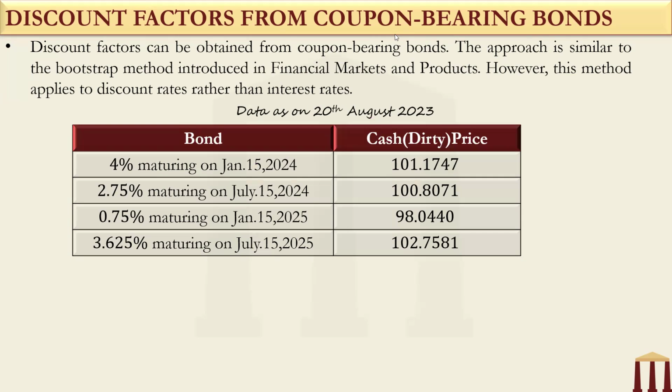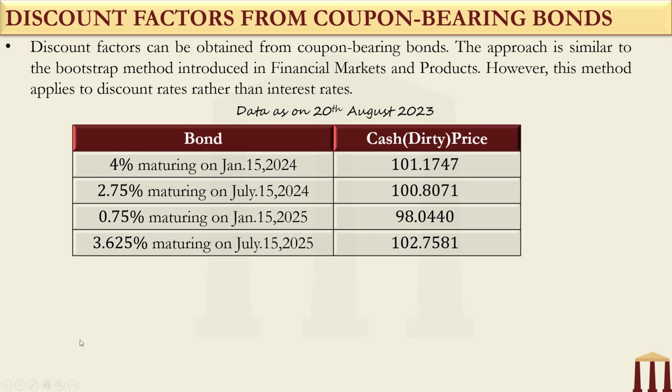So here, let's say these are the prices of the bonds with certain features, like a 4% bond maturing on January 15th, 2024. Then you have a 2.75% bond maturing on July 15th. So there is a clear 6-month gap. And here again, the date is wrong. I would say it should have been July 15th. Okay, then only we'll have exact 6 months.